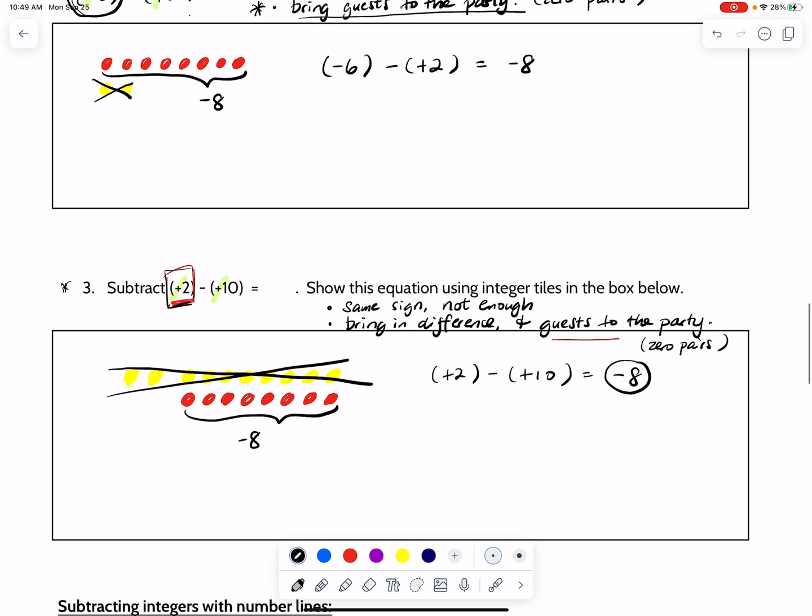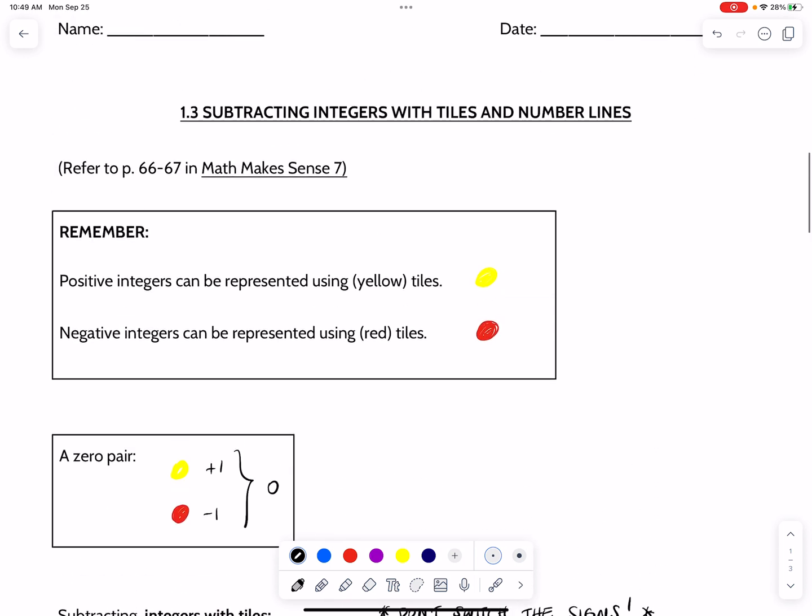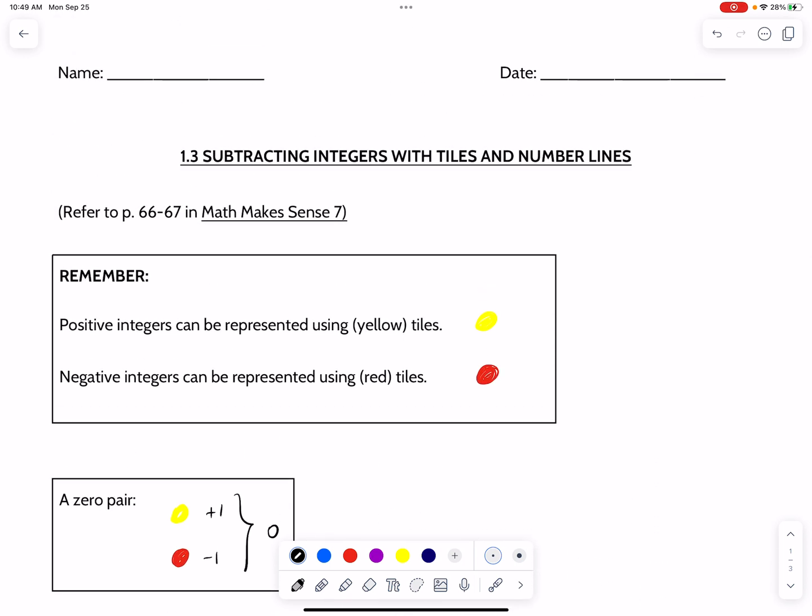So those are the basic principles of subtracting with tiles. Please watch video number 2, part 2, on subtracting integers with number lines.